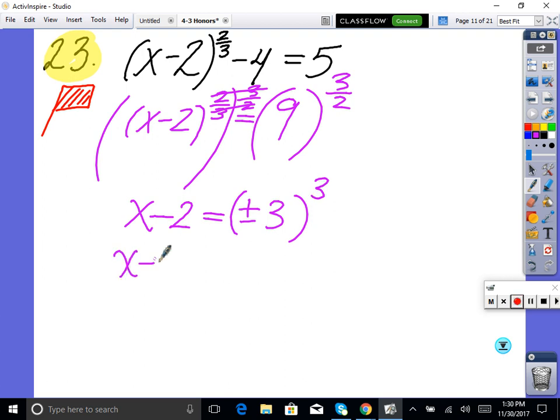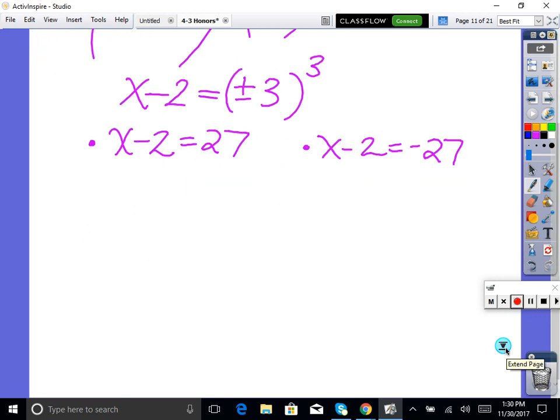So now we have 2 solutions. X minus 2 is equal to positive 3 to the 3rd, which is 27. And we also have x minus 2 equals negative 3 to the 3rd, which is negative 27. So do you see how easy it could be to forget to put plus and minus? Yeah, a lot of people, I'm not kidding, miss it on the test. So let's make sure we don't forget.